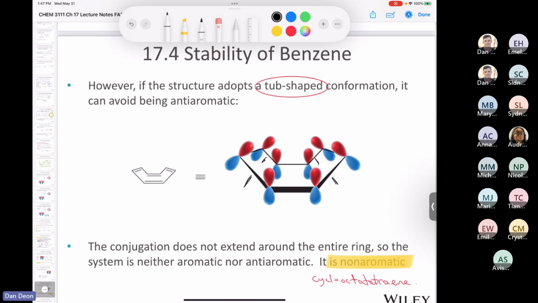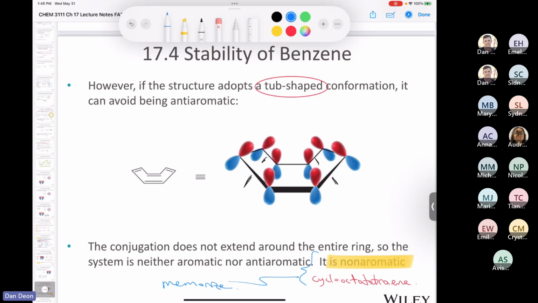Give me a thumbs up if you see how that would break the orbital overlap. Yeah. So you see, you can't do this with cyclobutadiene. It can't adopt the tub shape, but with cyclooctatetraene we can. So again, I would memorize this. Memorize. So there you go.